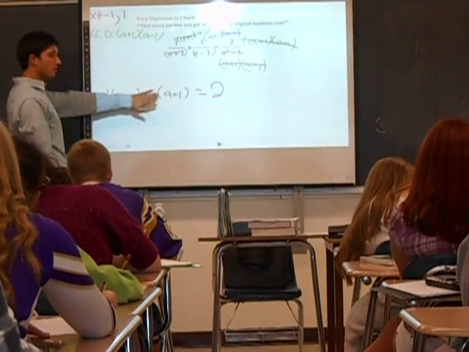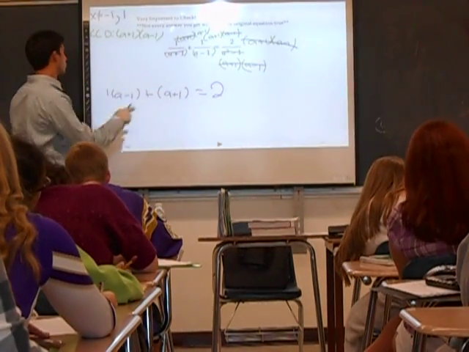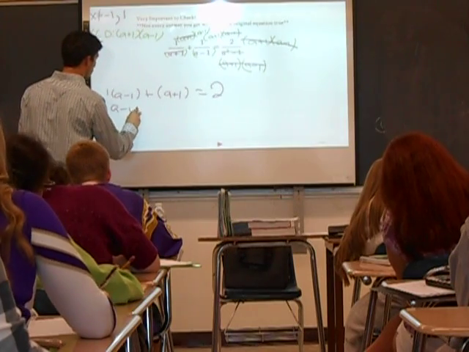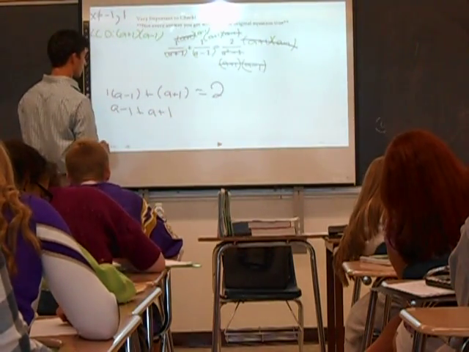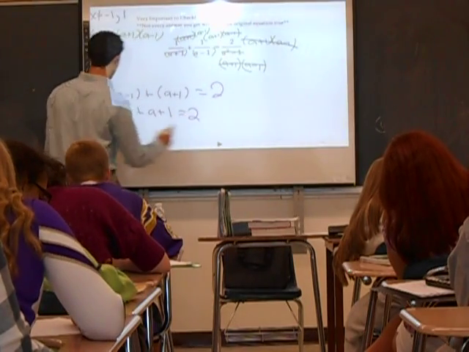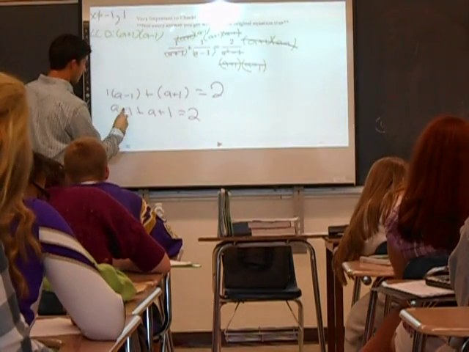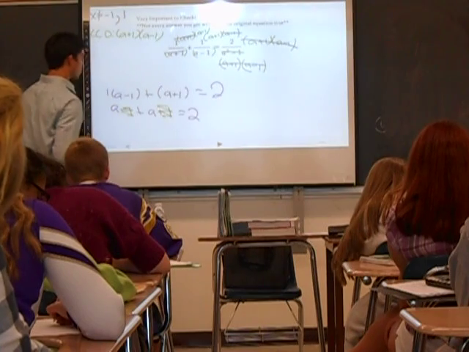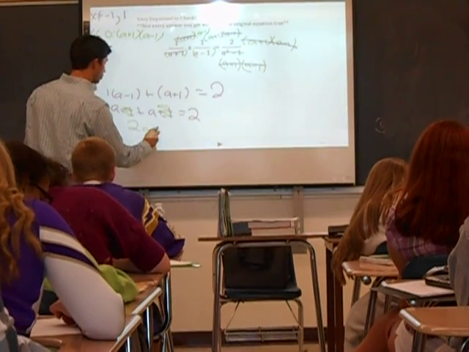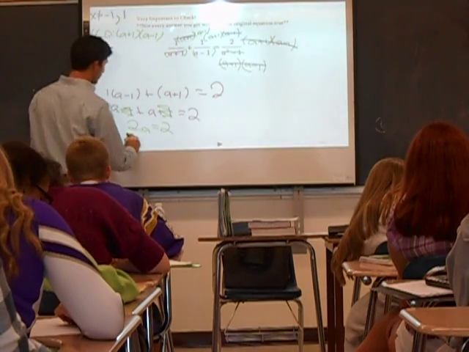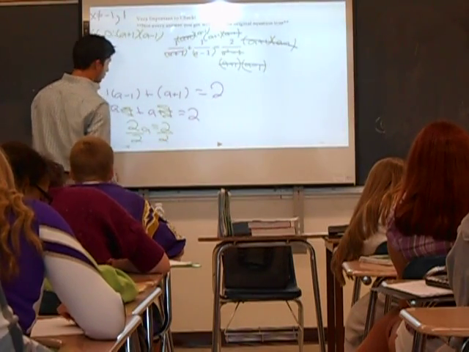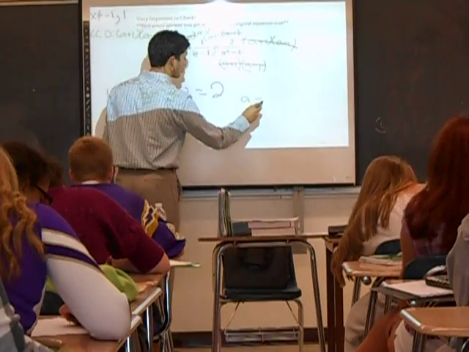All right, so how do we get rid of parentheses? Distribute. So we have a minus 1 plus, distributing the 1, a plus 1, equals 2. Negative 1 and positive 1 go to 0, and so we're left with 2a equals 2. And so a, divide by 2 on both sides, and you're left with a equals 1.